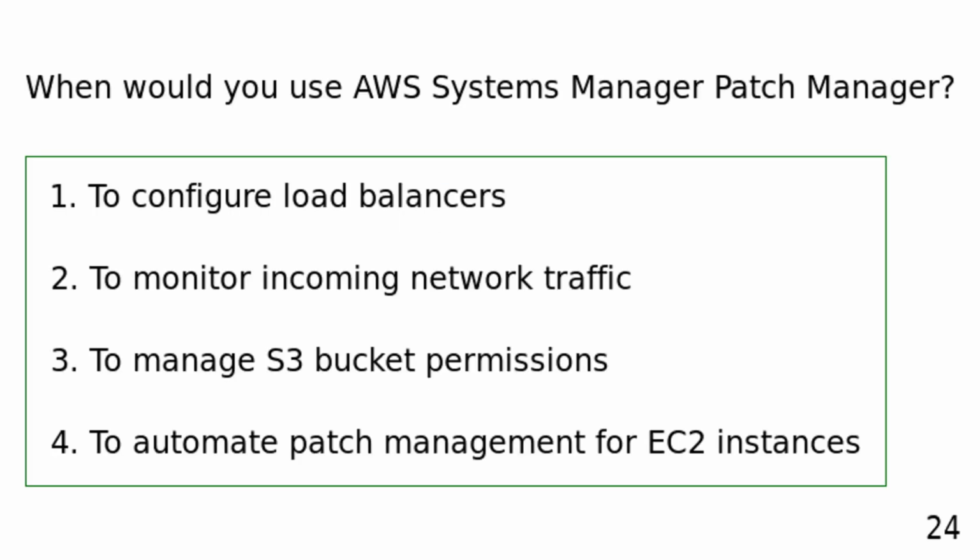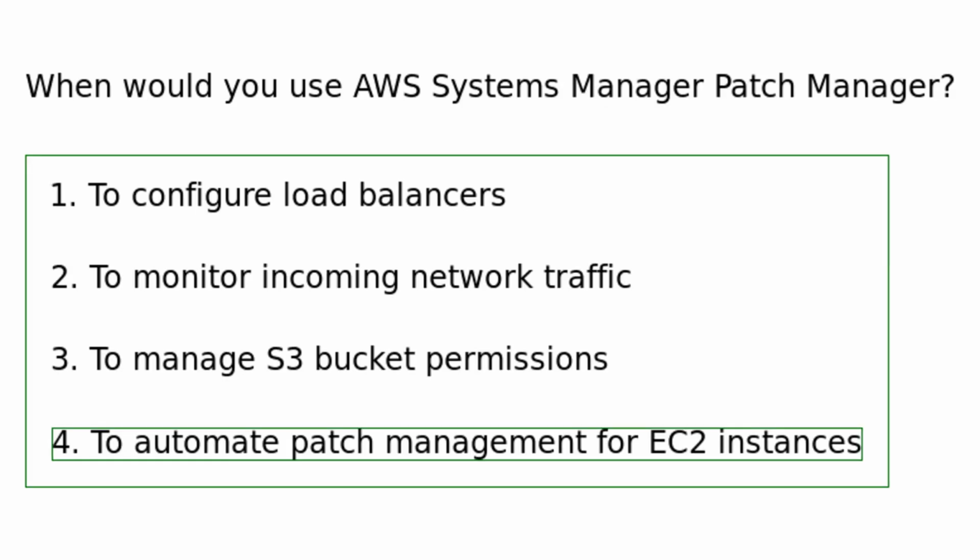When would you use AWS Systems Manager Patch Manager? To configure load balancers. To monitor incoming network traffic. To manage S3 bucket permissions. To automate patch management for EC2 instances. AWS Systems Manager Patch Manager is used to automate patch management for EC2 instances, ensuring that systems are kept up to date with the latest security patches and updates.